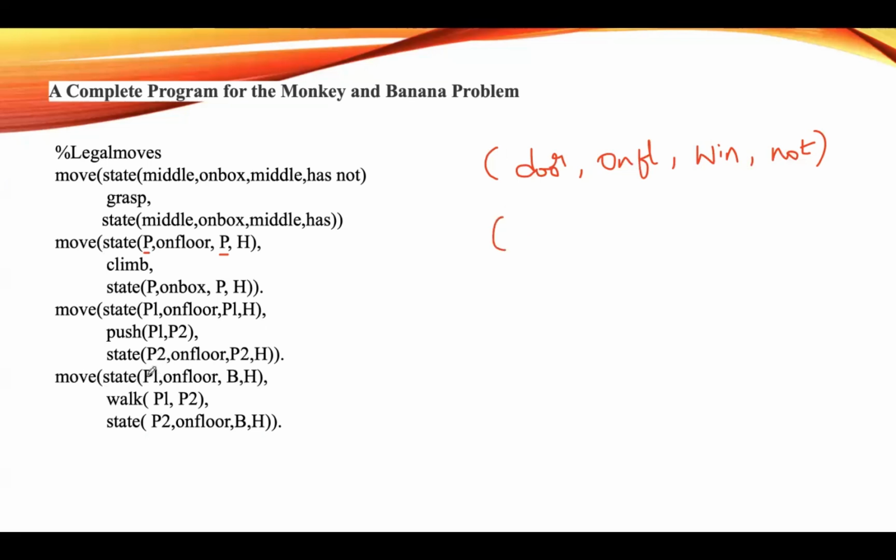Now position of the monkey will change from P1 to P2. So as we are using this walk move, monkey will move from door to window, and still it is on the floor, and this B remains as it is. So remaining three components remain as it is. Okay, fine. So this is our state 2.